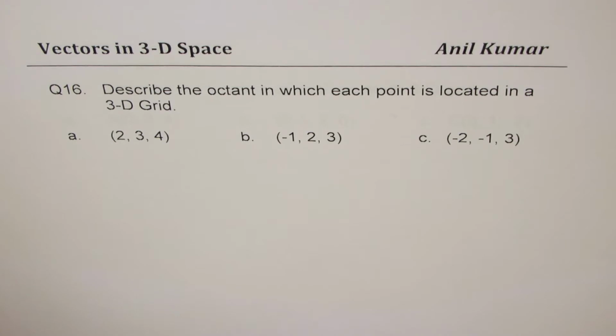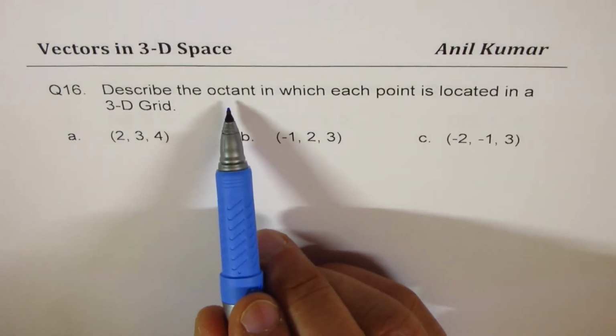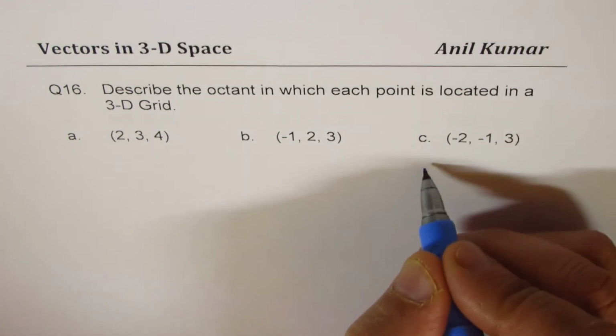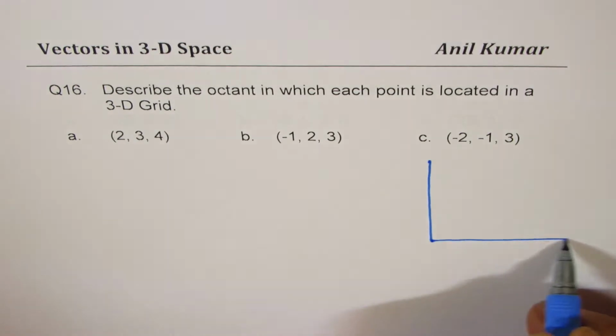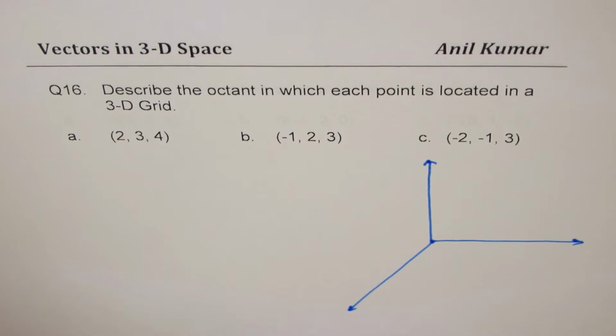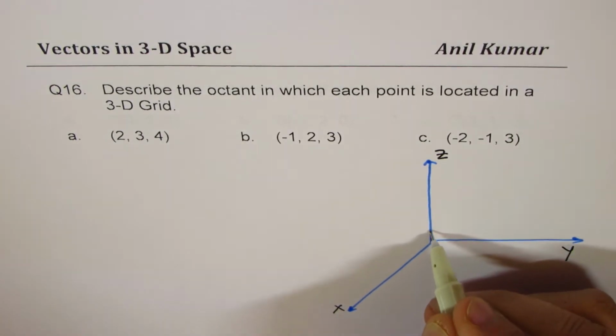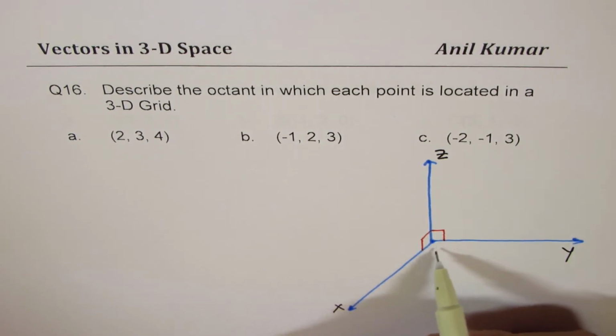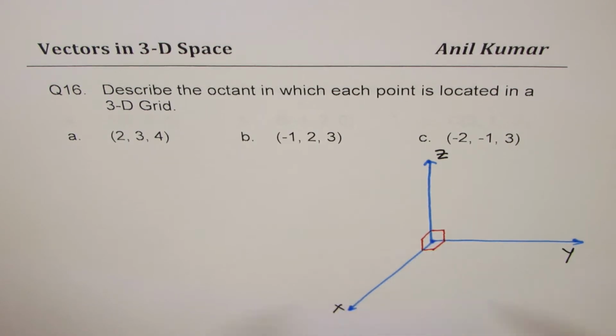Question number 16 is, describe the octant in which each point is located in the 3D grid. So let me begin with sketching the 3D plane here. So here we have X, Y and Z axis. All of them are orthogonal to one another, right? So X, Y and Z at right angles. You can see this like a corner of your room, right? That is how it should look. So when you draw it, this is how you should show that they are at right angles. I hope that makes sense, right?